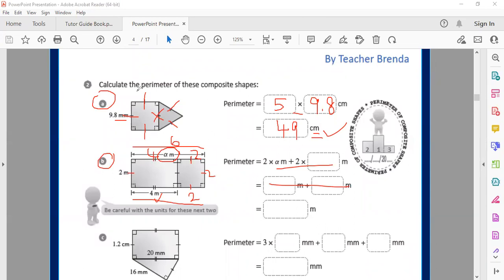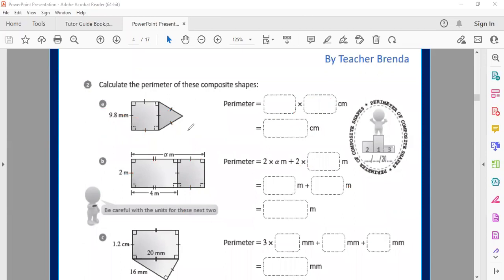Quick. What is the perimeter of this shape? Wait, no, that's not correct. 12, 13, 14, 15, 16. Calculate again. Yes. 6 plus 6, which is 12, plus 2 plus 2. So your answer is 16 meters. Well done. Do you all understand? This is a bit easier than what we were doing.